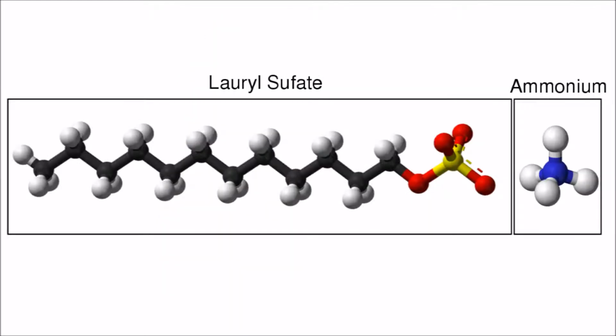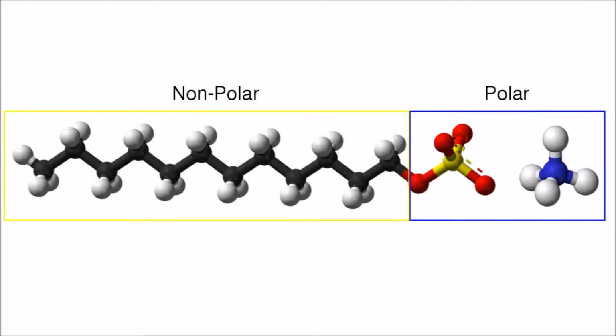The key property that this molecule has is that part of it is polar, and part of it is nonpolar. It has a long tail made of carbon and hydrogen atoms that's nonpolar, and a head made of sulfur, oxygen, nitrogen, and hydrogen that is polar. Most surfactants have this sort of structure, so we'll represent a generic surfactant like this, with its nonpolar tail and polar head. So how does a surfactant like this reduce surface tension?